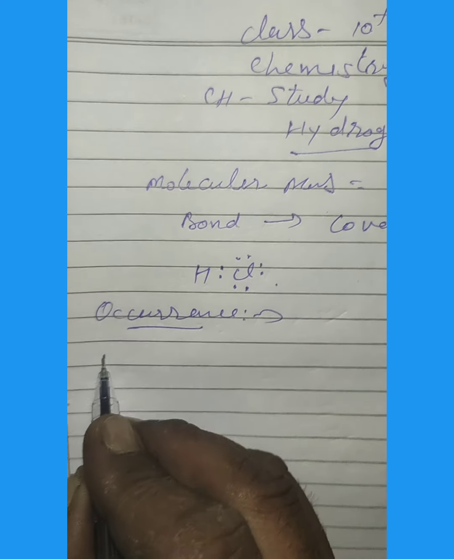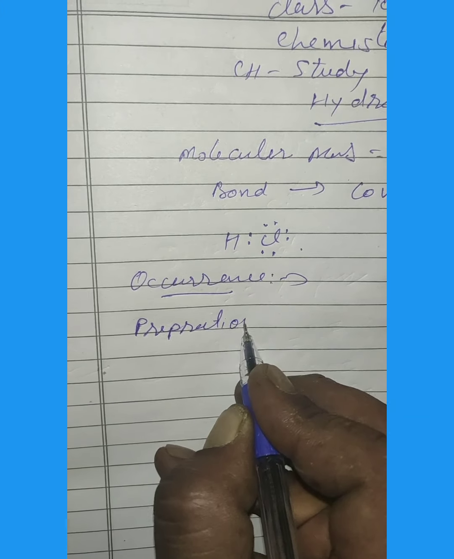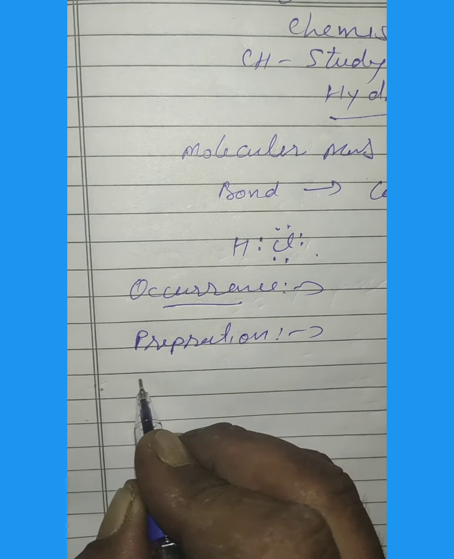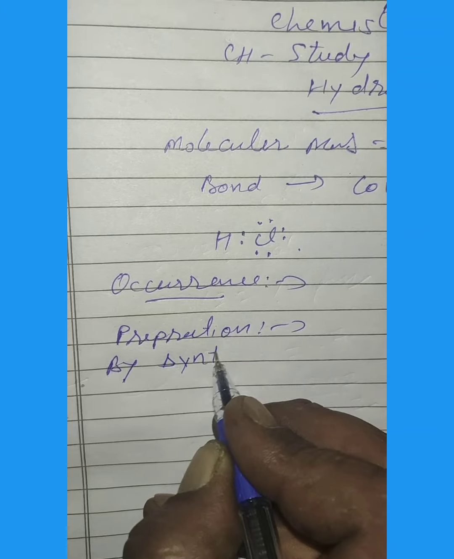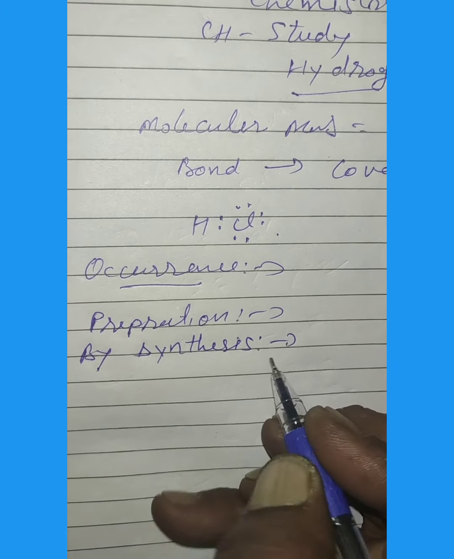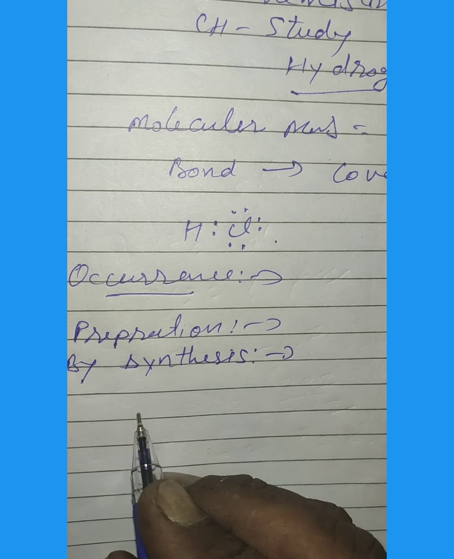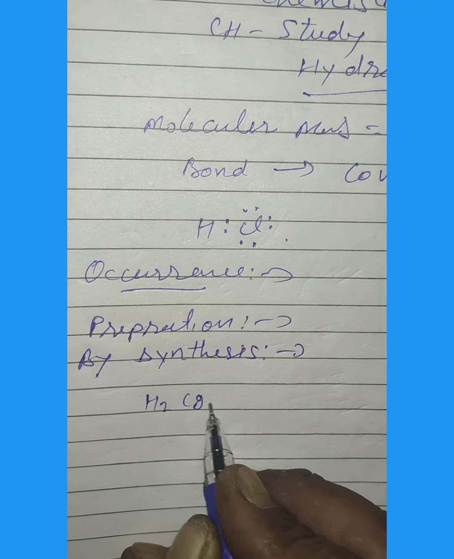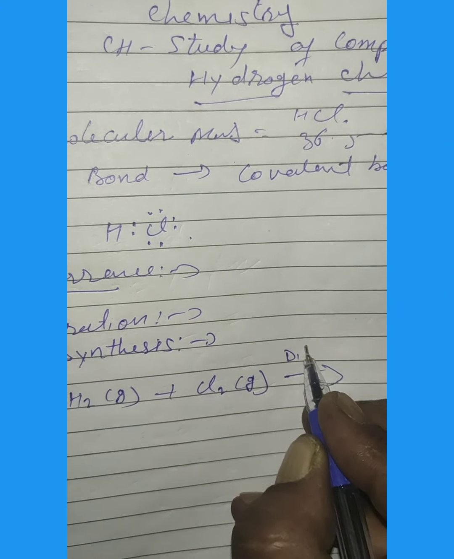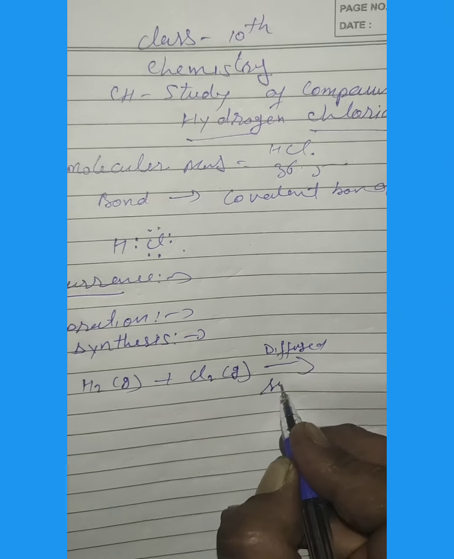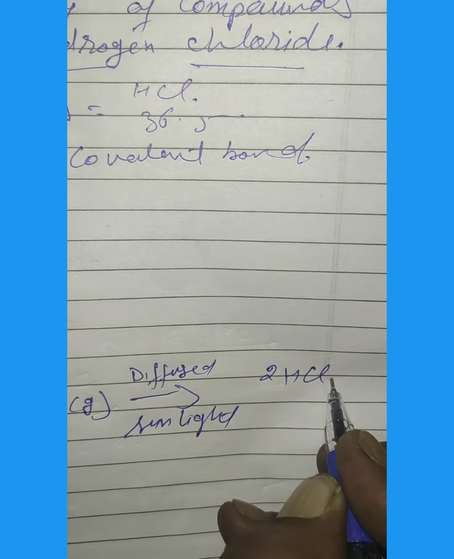General preparation of hydrogen chloride gas. Its different processes are by synthesis, or we can say direct combination. Moist hydrogen gas combines with chlorine gas in the presence of diffused sunlight: H2 in the form of gas plus chlorine gas in diffused sunlight prepares two molecules of hydrogen chloride gas.